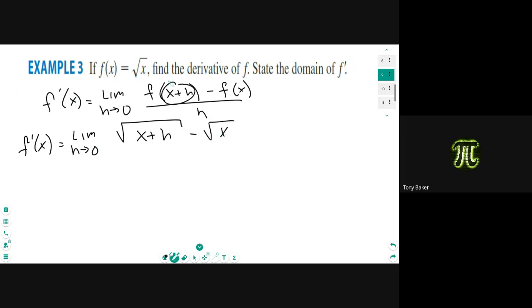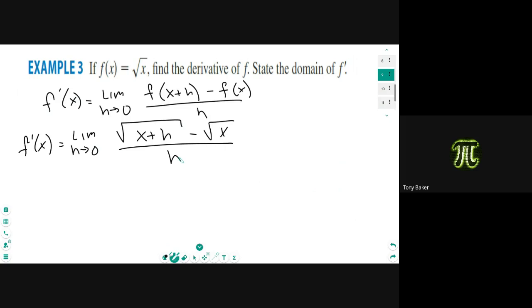Because this is replacing the x. So we're not adding h to outside the function. So it's not f of x plus h. That would be the square root of x, plus h. It's inside the parentheses, so it's replacing that x. All right, so in this case, there's nothing I can do on the top to simplify it down.